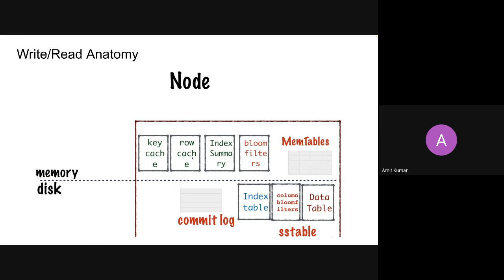One more thing that will happen: when it is entering the commit log and being updated in the mem table, it will also automatically invalidate the row cache and key cache. Yeah. Any doubt here?